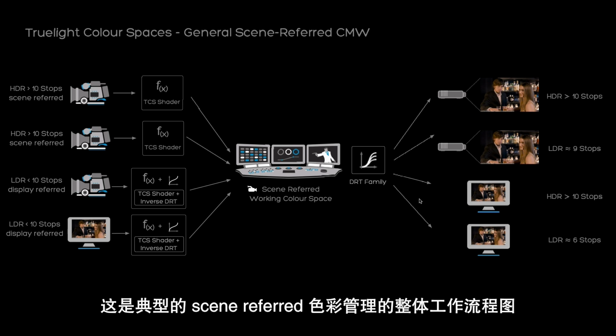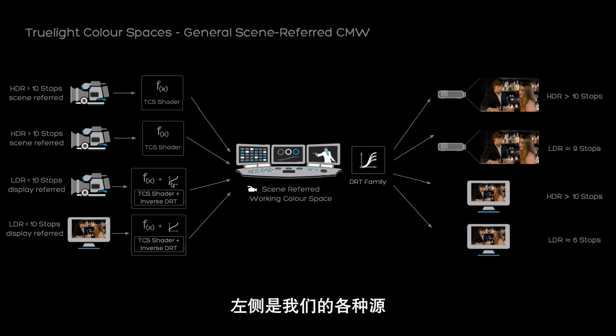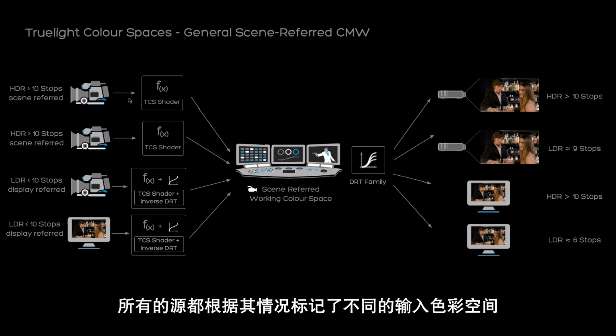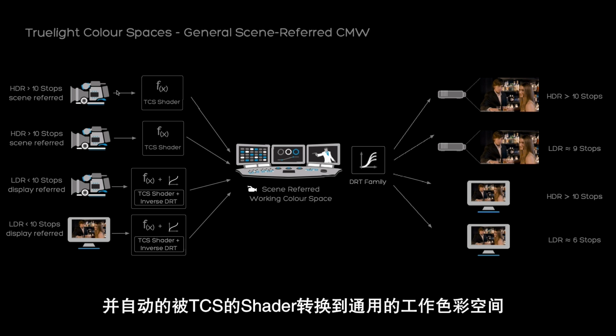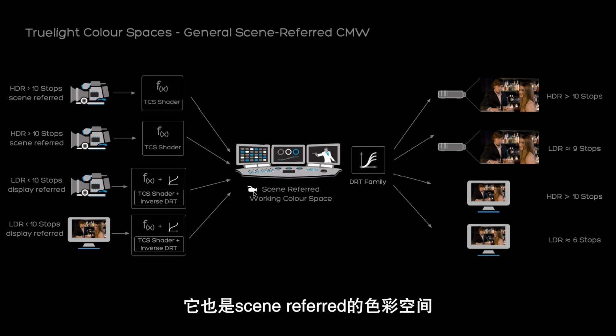This is an overview of a typical scene referred color management workflow. On the left side, we have our sources, and all of our sources are tagged accordingly with the input color spaces and then are automatically converted by TCS with the shader into the common working color space, which should also be a scene referred one.